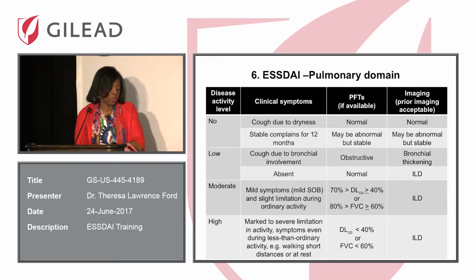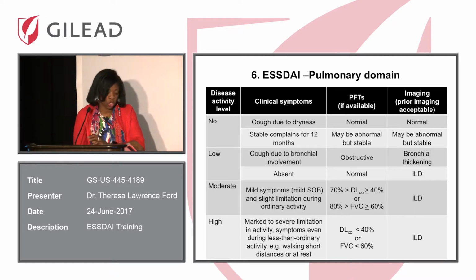Low disease activity would be cough due to bronchial involvement, obstructive changes on PFTs and evidence of bronchial thickening on radiographs, or no clinical symptoms, normal PFTs, but evidence of ILD on imaging. And mild symptoms, mild shortness of breath, slight limitation with function, and that parameter with DLCO greater than 40 and at least 70, and the FVC 80 to 60 with imaging of ILD.